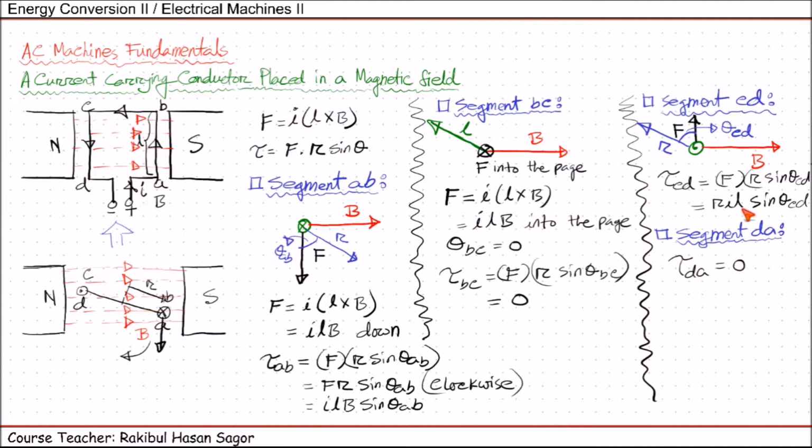Here I forgot to write, the direction of tau CD will be clockwise. As the force is exerted in this direction, we can see it from here. The force direction is upward, so this wire will have the rotational force in clockwise direction. So this will have a clockwise direction, CW. Now what will be the total induced torque? Total induced torque is the torque at segment AB plus torque at segment BC plus torque at segment CD plus torque at segment DA.